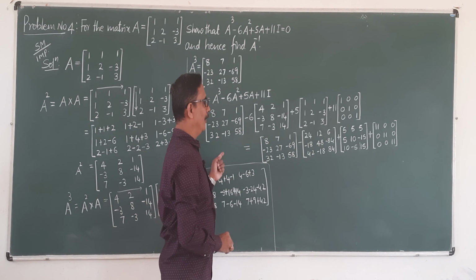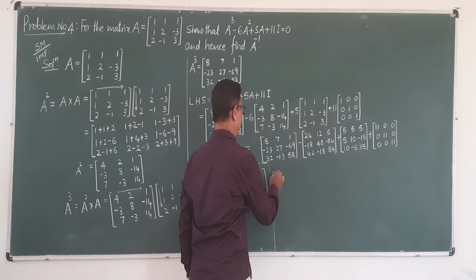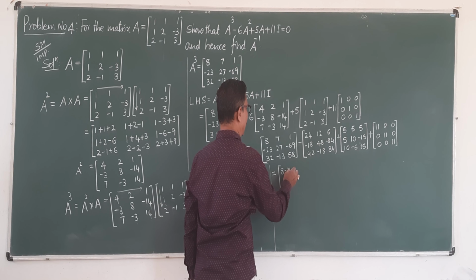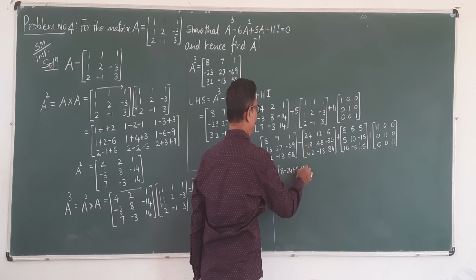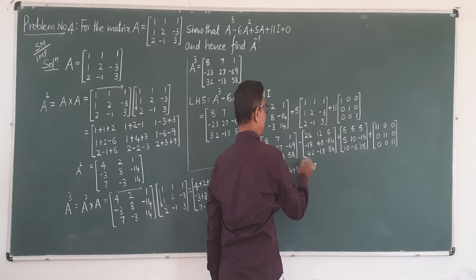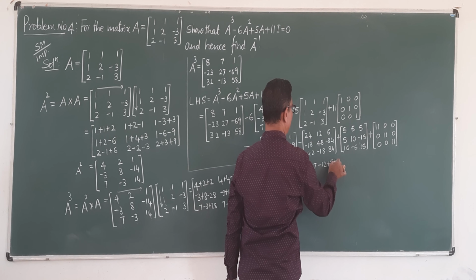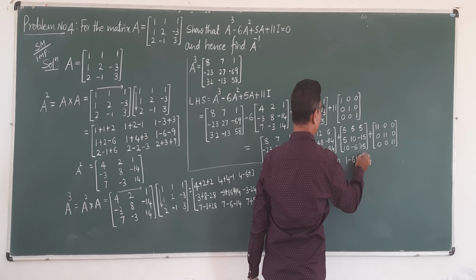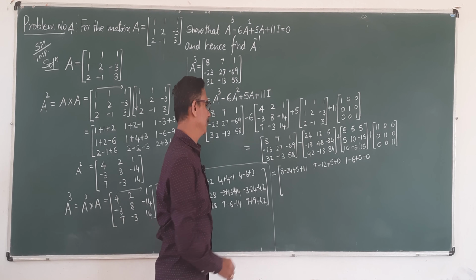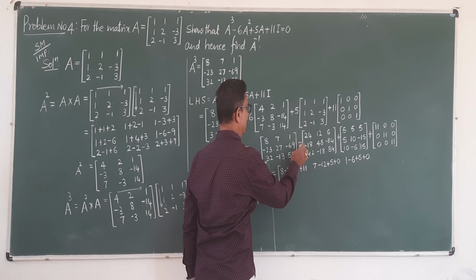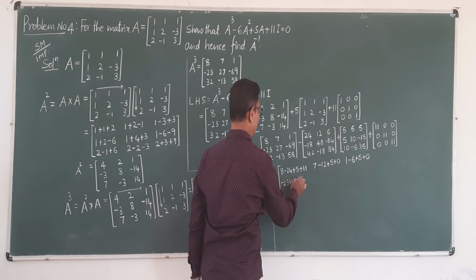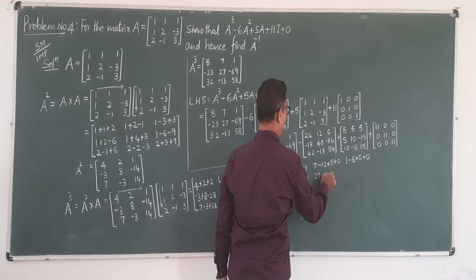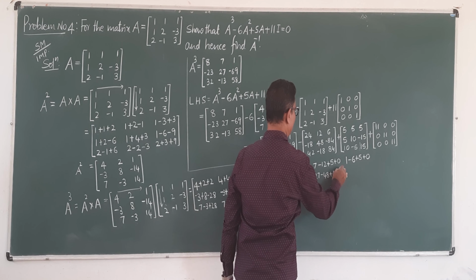Okay, observe it. All the matrices have the same order. By adding and subtracting the corresponding elements: 8 minus 24 plus 5 plus 11. Next corresponding element: 7 minus 12 plus 5 plus 0. Next: 1 minus 6 plus 5 plus 0. First row over. Second row: minus 23, minus into minus plus 18, plus 5, plus 0, then 27 minus 48 plus 10 plus 11.